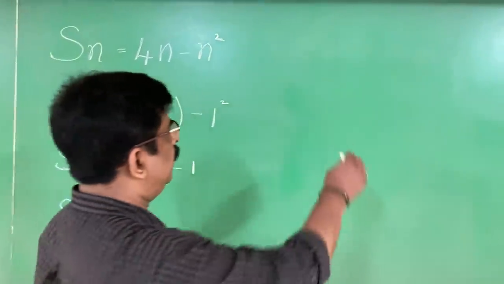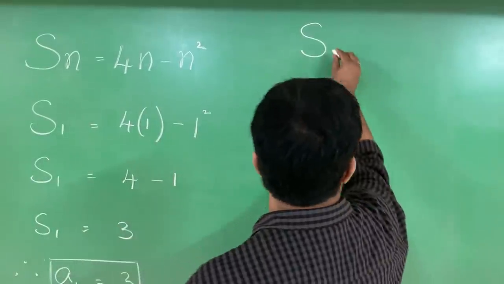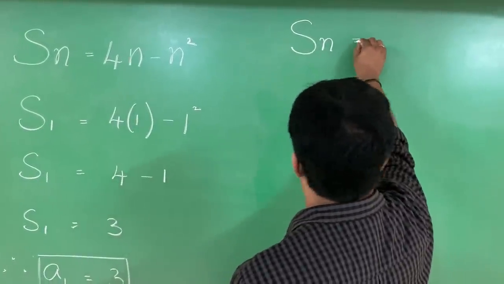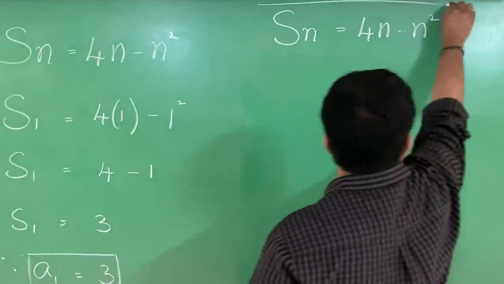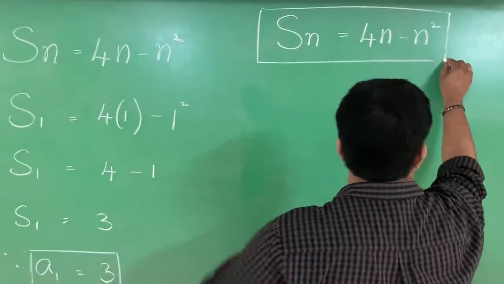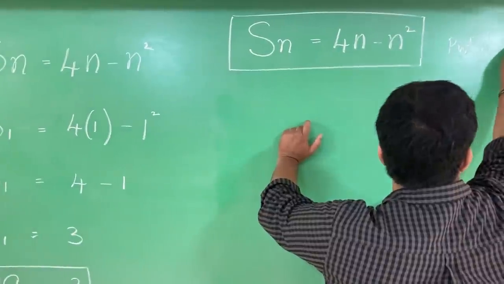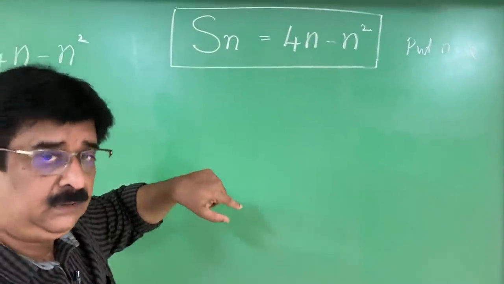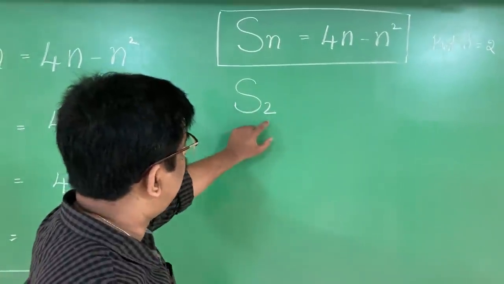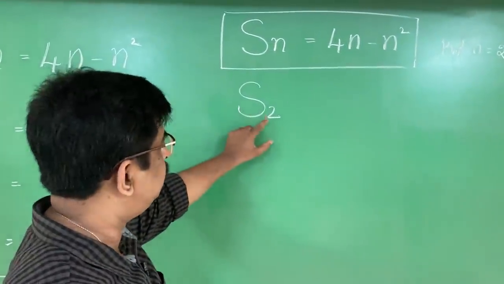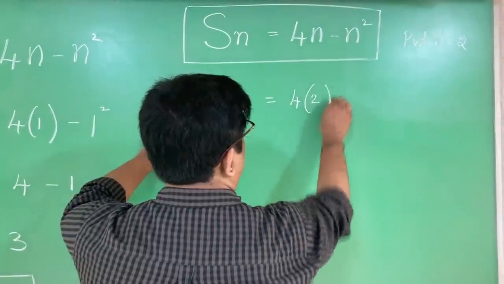The second part of the problem is, we have to find A2, the second term. To find the second term, first I write the formula given by him: Sn is equal to 4n minus n square. My purpose is to find the second term. He has given Sn. Now what I do is, put n is equal to 2, because I want to find the second term. For that, first I find the sum of the two terms, that is S2. What is the meaning of S2? Sum of the first two terms is equal to 4 of 2 minus 2 square.